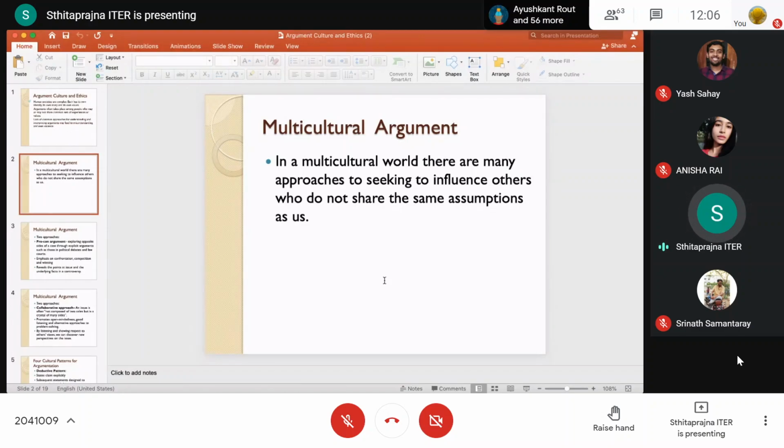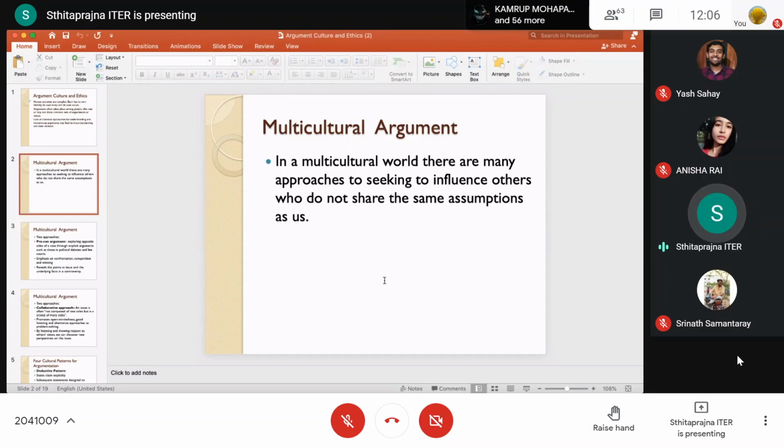What we are basically doing here is trying to influence others who do not share the same cultural experience or stories that we have. Now, while doing so, there are different approaches, and we are going to learn the two most effective approaches to use in a multicultural setup.